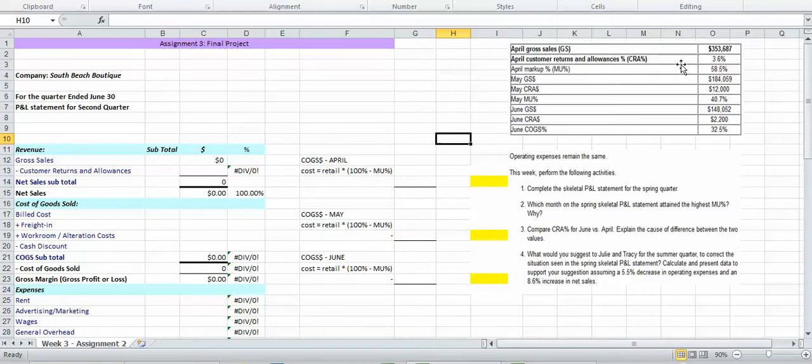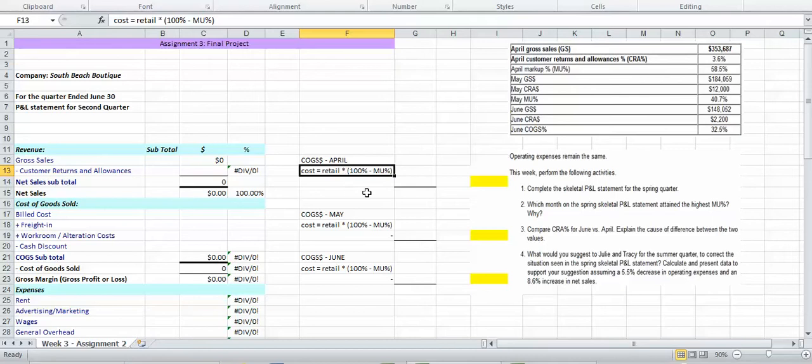April gross sales, 333,687. April returns and allowances, they give you the actual percent. We have to find a dollar figure and the markup. So we'll go through this example.